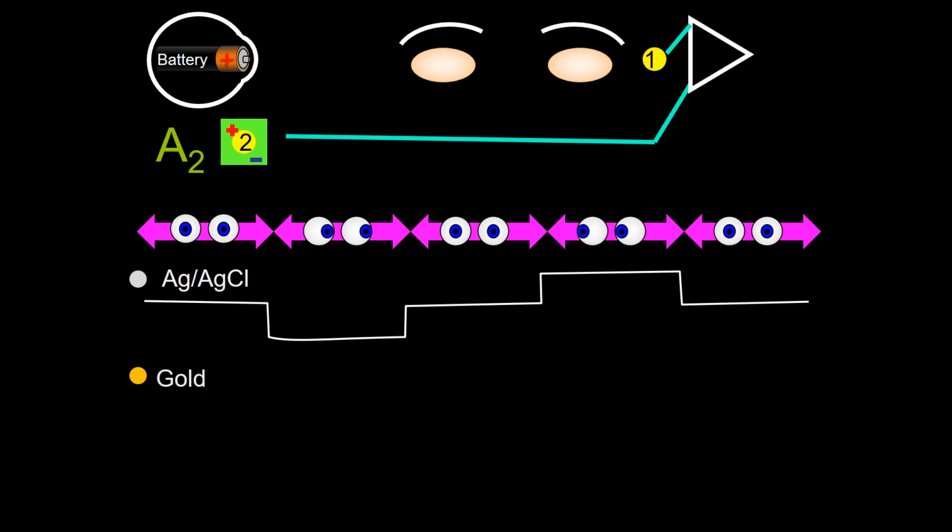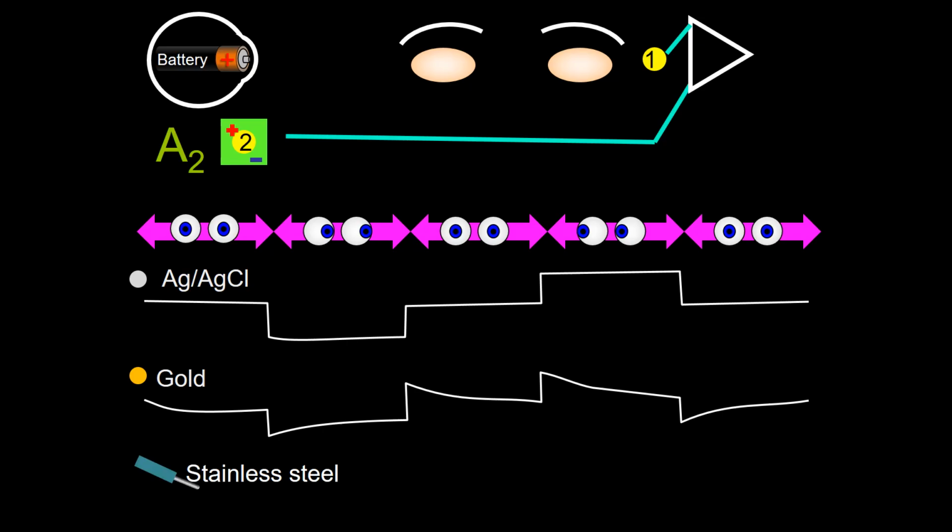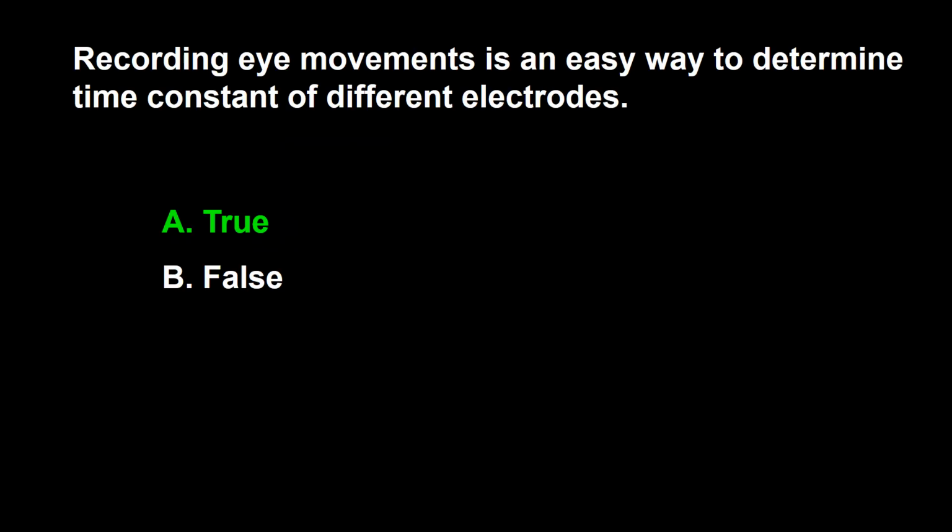If instead of using silver chloride electrodes, we use a gold surface electrode, the intervals between the vertical lines will not be sustained because gold electrodes have a shorter time constant than silver chloride electrodes. If instead of using gold, now we decide to use stainless steel needles, the inability to sustain the voltage achieved after the initial deviation is even more noticeable. The reason for this is that stainless steel needles have an even shorter time constant. So the answer to this question is A.